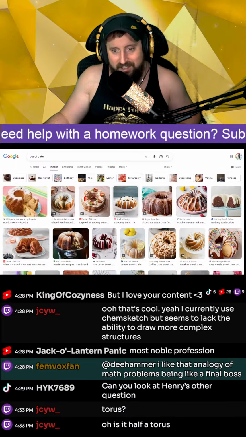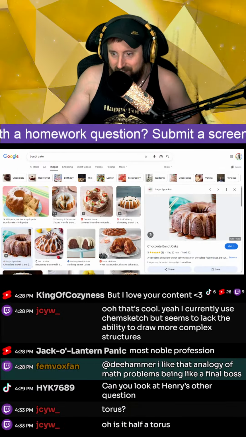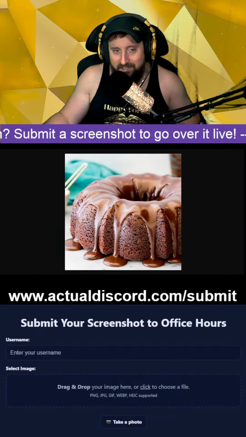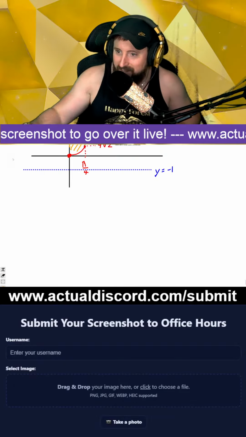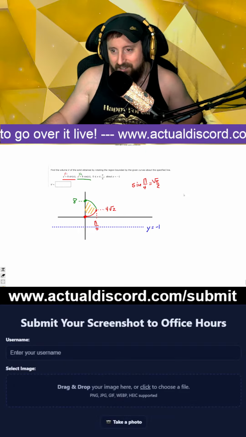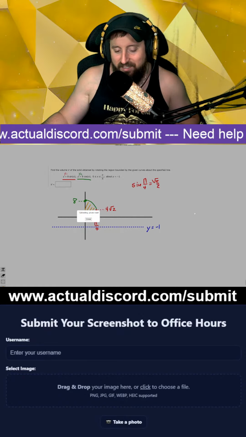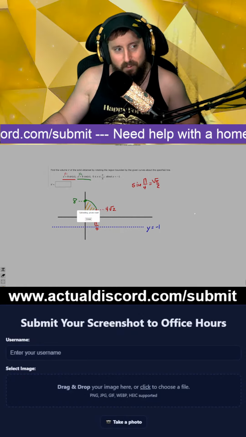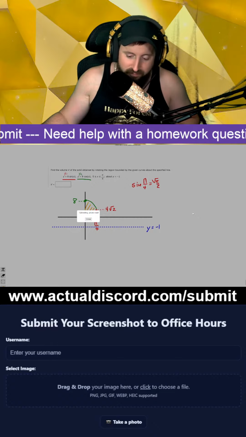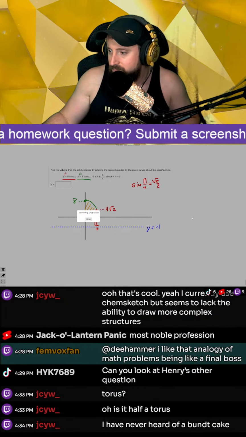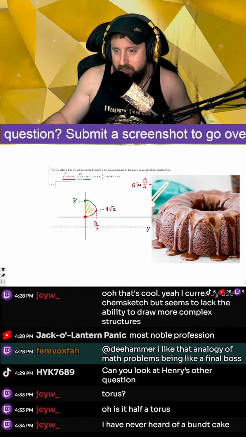Yeah, it looks like this. Yeah, there we go. We're gonna take this image and just pop it in here. But it's a bunt cake on its side, if that makes any sense. It's half a torus, yeah. You never heard of a bunt cake? Yeah, this is a bunt cake.